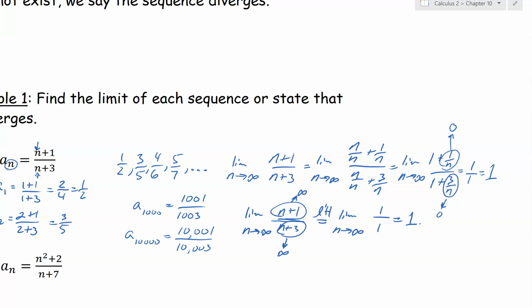So that's another method you could use to show that this limit is just equal to 1. Whether you're able to see that this limit is equal to 1 by inspection, or you apply the algebraic method, or you apply L'Hopital's rule, in all cases we get that the limit is equal to 1. So we say the sequence converges to 1.